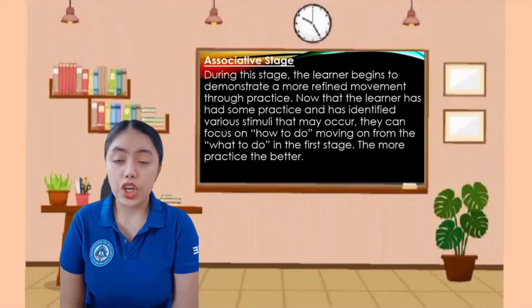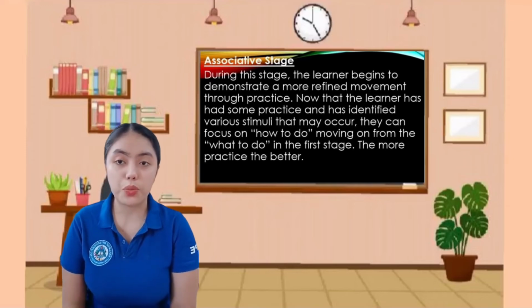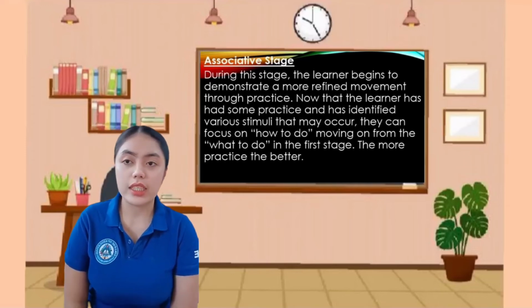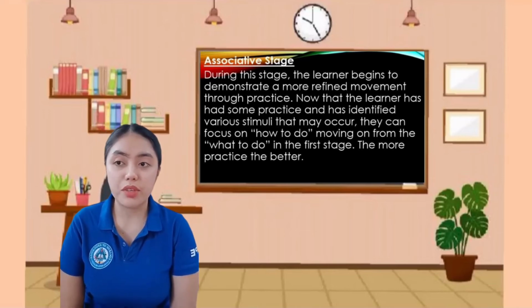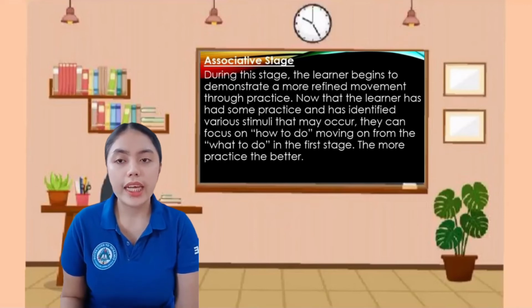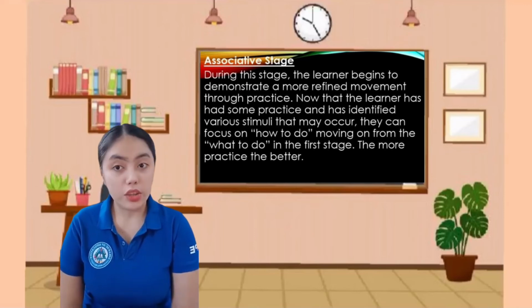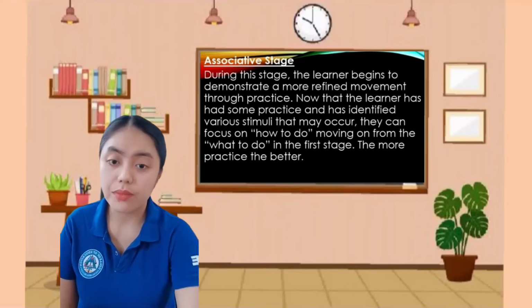Associative stage. During this stage, the learner begins to demonstrate a more refined movement through practice. Now that the learner has some practice and has identified various stimuli that may occur, they can focus on how to do, moving on from the what to do in the first stage. The more practice, the better.